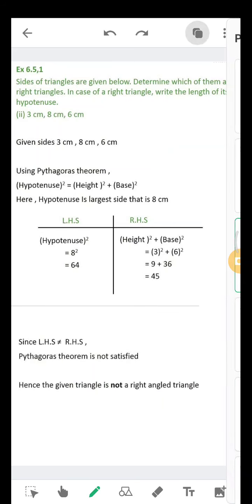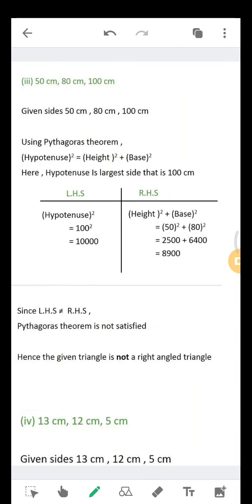Same thing you have to do in the third bit, and the fourth bit you have to try in the same way. Okay, do them because this can be asked for 1 mark. Okay, these are 1 mark questions.